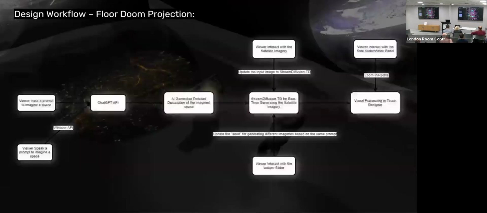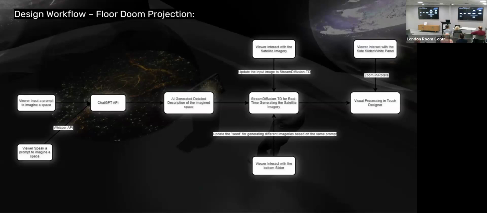This is the more detailed design workflow for the floor dome piece. We collect viewers' input either from text or from the user speaking. After collecting user inputs, we feed them into the ChatGPT API, which generates a detailed description of the imagined space. It is then processed by the StreamDiffusion TD plugin to create real-time satellite imagery. Viewers can then interact with this imagery, altering its pattern by moving the mouse and drawing on it. They can also use the sliders to manipulate the visuals.